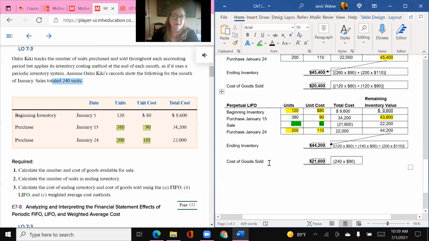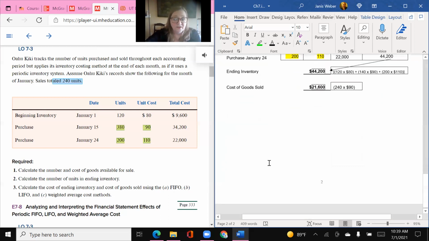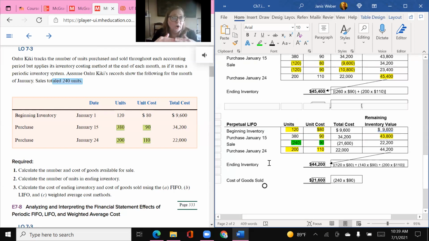So it becomes a little more complicated whenever you're doing LIFO with perpetual, but it's not anything that you can't figure out, because you just have to look at what is available at that moment that you're making the sale and apply the LIFO just like you would have, but just do it at the point that you are making the sale rather than waiting until all the year's purchases have been listed.